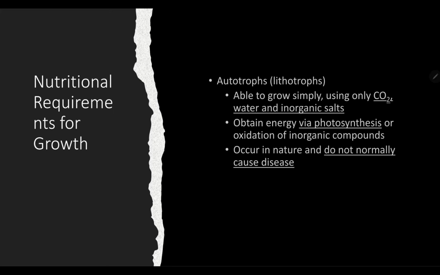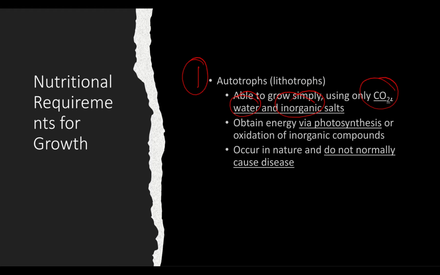Okay, so there are two nutritional requirements for growth. The first one is the autotrophs. I think you are familiar with the name, and we know what it is by now. Autotrophs are microorganisms that can grow using only carbon dioxide, water, and inorganic salts. Basically, these microorganisms are the producers in the food chain, and because they are the producers, they have to make their own food.